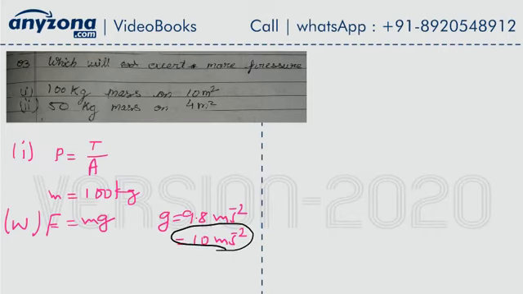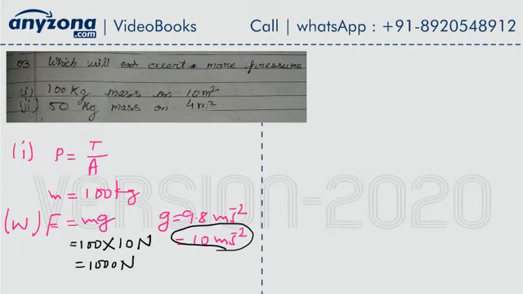So when you want to convert 100 kg into weight, use this formula: W is equal to mg. So m is 100, and I am taking the value of g as 10 for simplification. That gives 1000 Newton. So in the first case, the weight is 1000 Newton, and area is given.